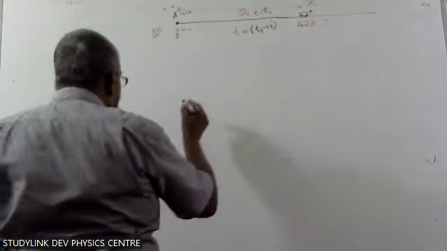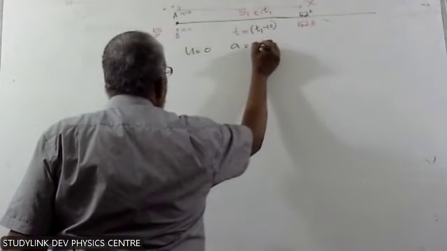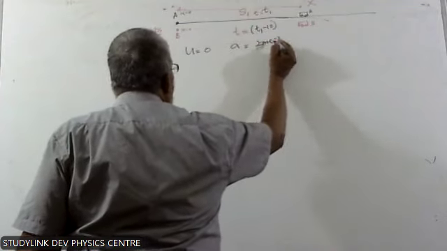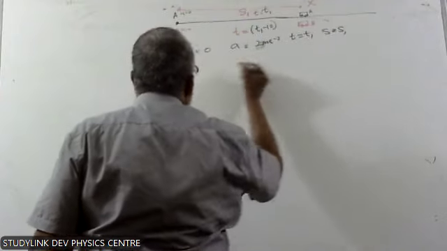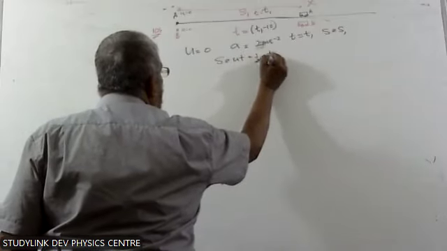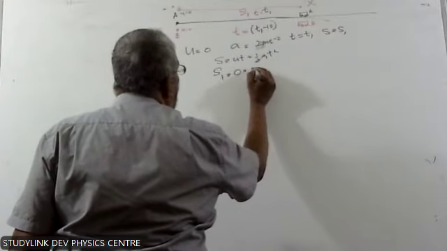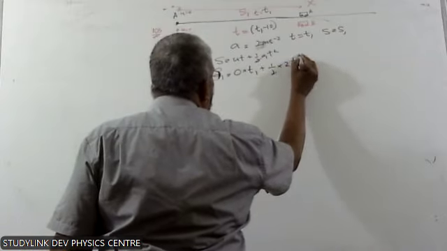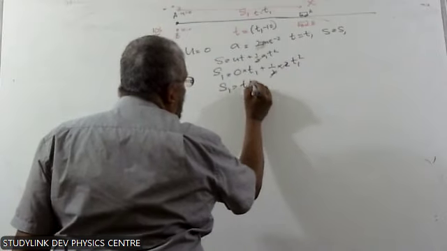Then for the first journey, U is equal to 0, A is equal to 2 ms^-2, and T is equal to T1, S is equal to S1. S is equal to UT plus half AT squared. Then S1 is equal to 0 into T1 plus half into 2 into T1 squared. Then S1 is equal to T1 squared.